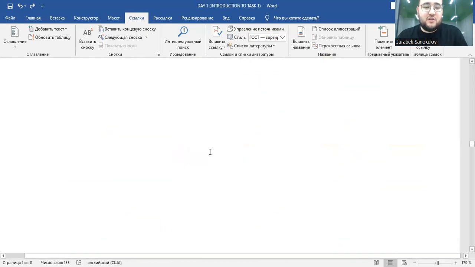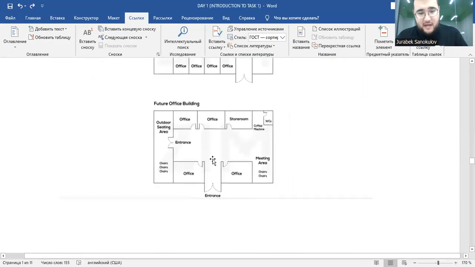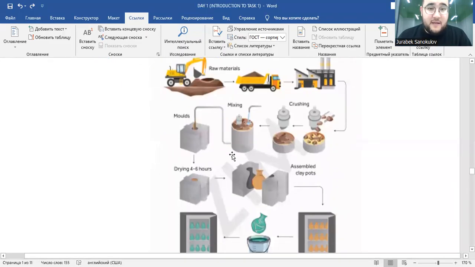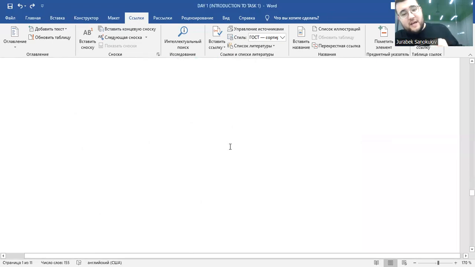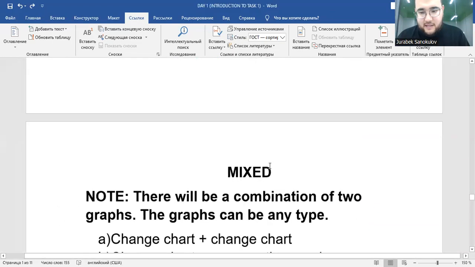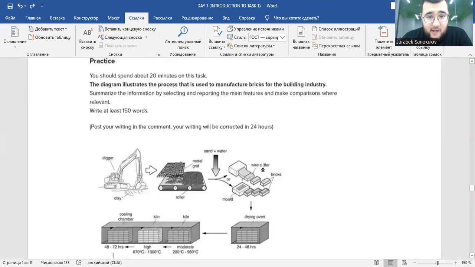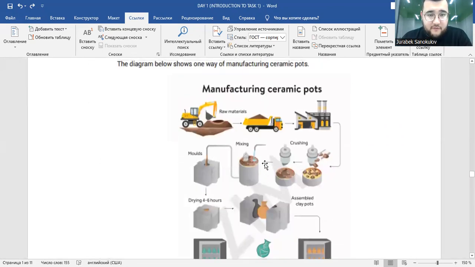If you see 2 maps, then it's maps. And if you see these pictures or similar pictures, it means that it's a process. But if you have 2 charts in one picture, then it's a mixed chart. So this is how things work around here. I'm going to send you a lot of pictures, and you're going to practice how to identify and differentiate each type from other types.